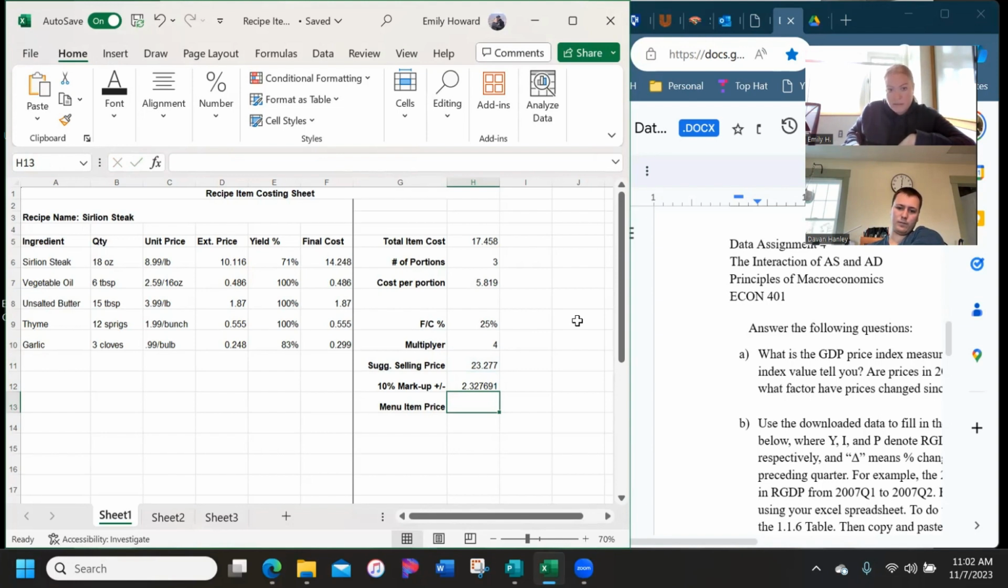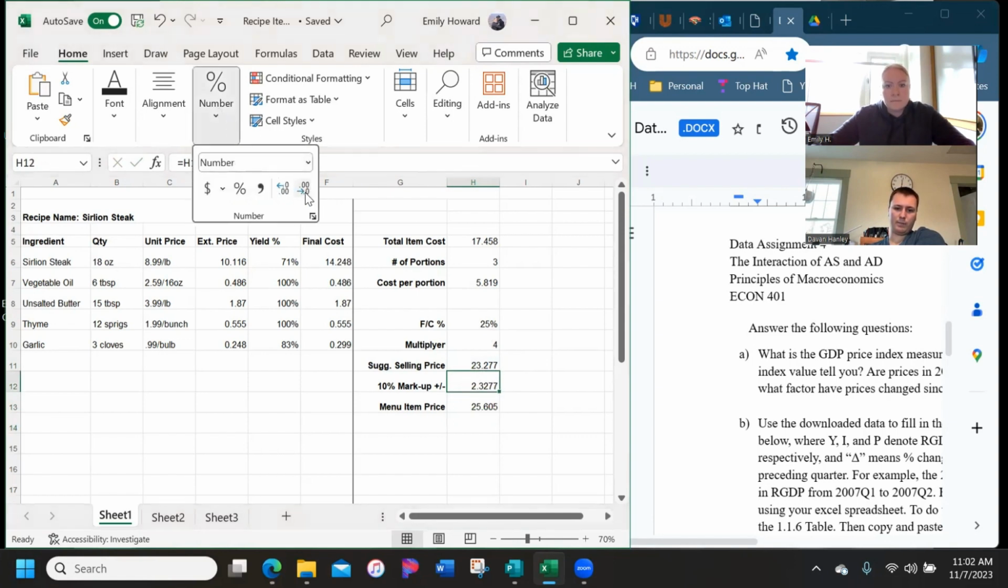Okay, so then your menu item price is your suggested selling price plus your markup. So one more time: you'll do equals, your suggested selling price, plus, which is shift equals, and then your markup, and hit enter. And then usually he has another one that's called rounded.